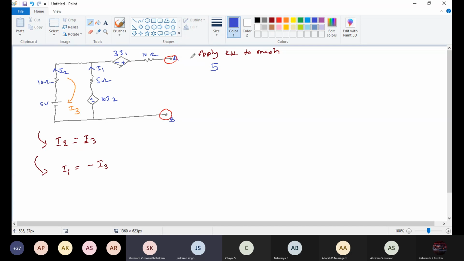Minus 10 I3. First, before that, I will mark the current I3 entering into this point, plus minus. Now tell me, plus 5u, minus 10 I3, minus 5u I3, then plus to minus, minus 10 I2 is equal to 0 for this loop.